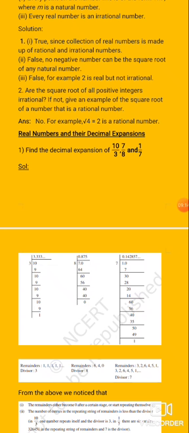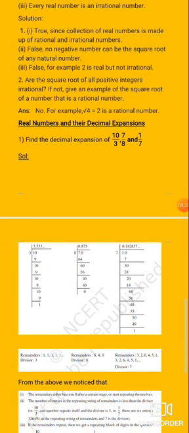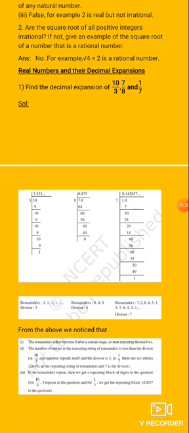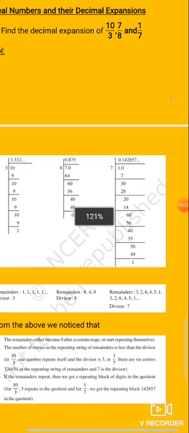Then listen carefully to all the divisors. First case, the remainders 1, 1, 1, divisor 3. Remainder 6, 4, 0, divisor 8. Remainders 3, 2, 6, 4, 5, 1, the divisor becomes 7. From the above, we notice that the remainders either become 0 after a certain stage or start repeating themselves. Second, the number of entries in the repeating string of a remainder is less than the divisor.